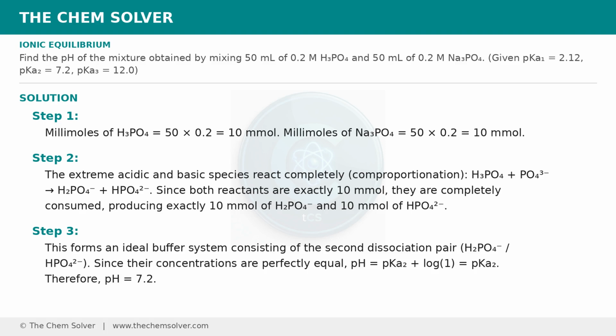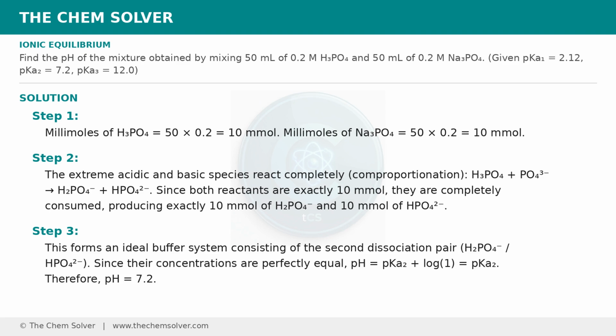Millimoles of H₃PO₄ equals 50 times 0.2 equals 10 mmol. Millimoles of Na₃PO₄ equals 50 times 0.2 equals 10 mmol. The extreme acidic and basic species react completely.